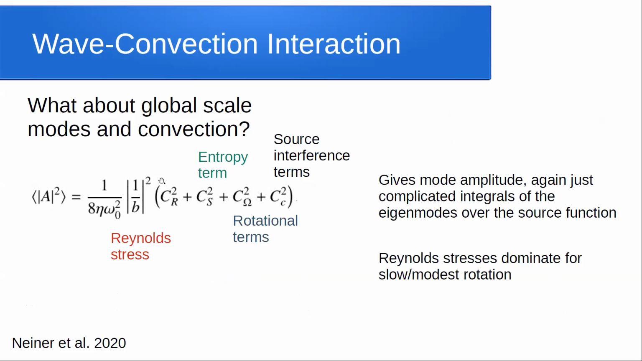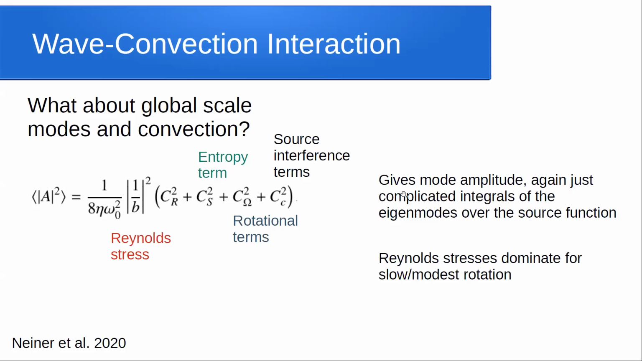You have contributions from the Reynolds stresses. Unlike the previous analysis, where we neglected the entropy term, or really the buoyancy term, because it's not highly stratified, in this case you can actually have contributions of this closer to the surface. There are centrifugal terms that come into play. Then there's interference between all of these source terms. And of course, if you have magnetic fields, it complicates everything even more. But this gives you the mode amplitude.